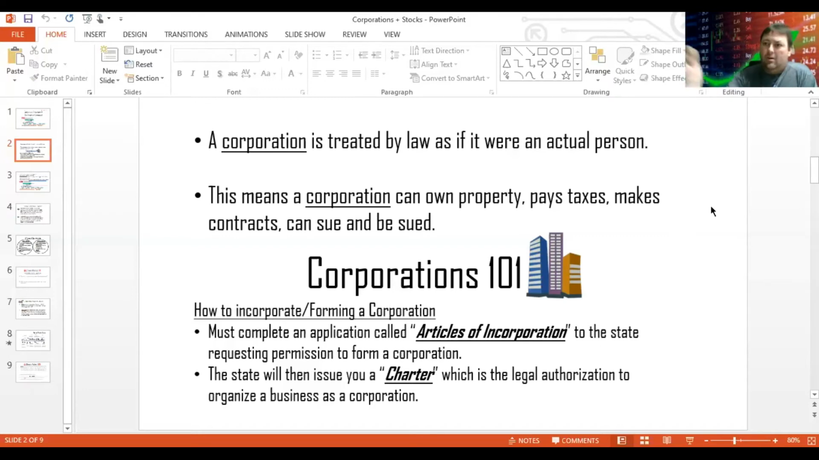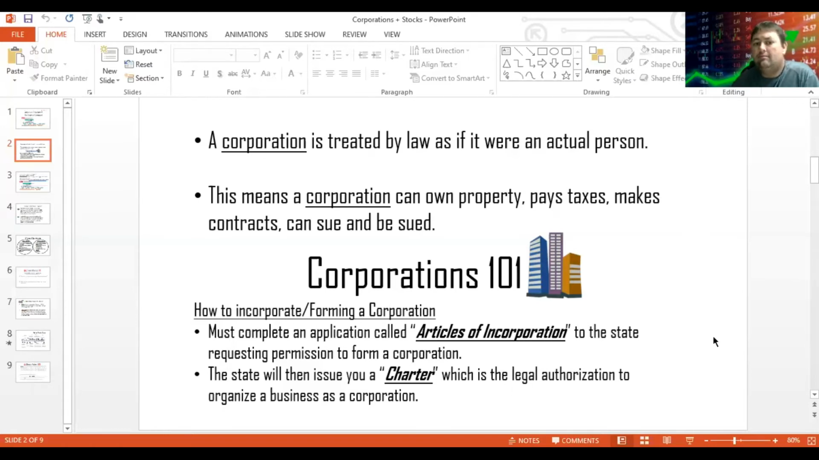Long story short, it ties into the second line here. A corporation can own property, it can pay taxes, it makes contracts, it can sue and be sued, just like a human being, right? What that gives is it gives an individual person protection separate from the company. So again, if something happens, they're not going to come after your personal assets, they're going to go after the company and sue them. So your personal assets are protected. That's why people incorporate.